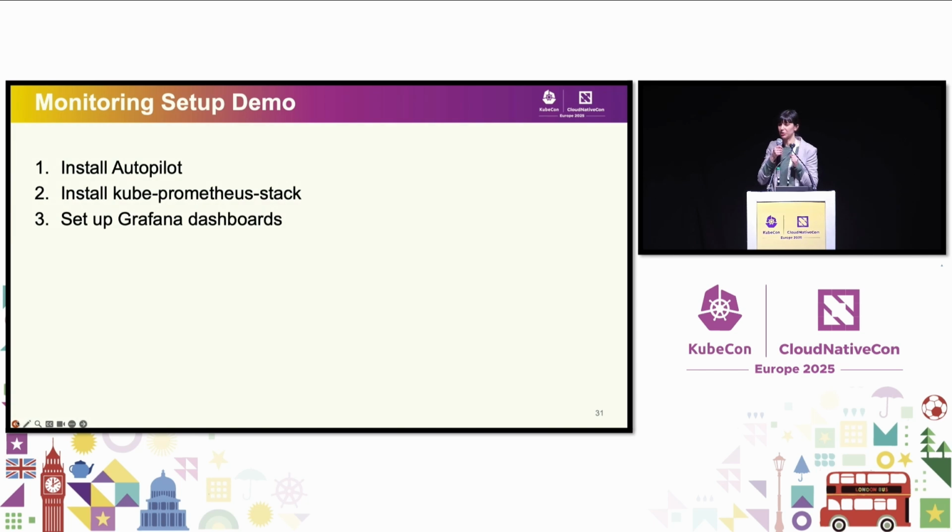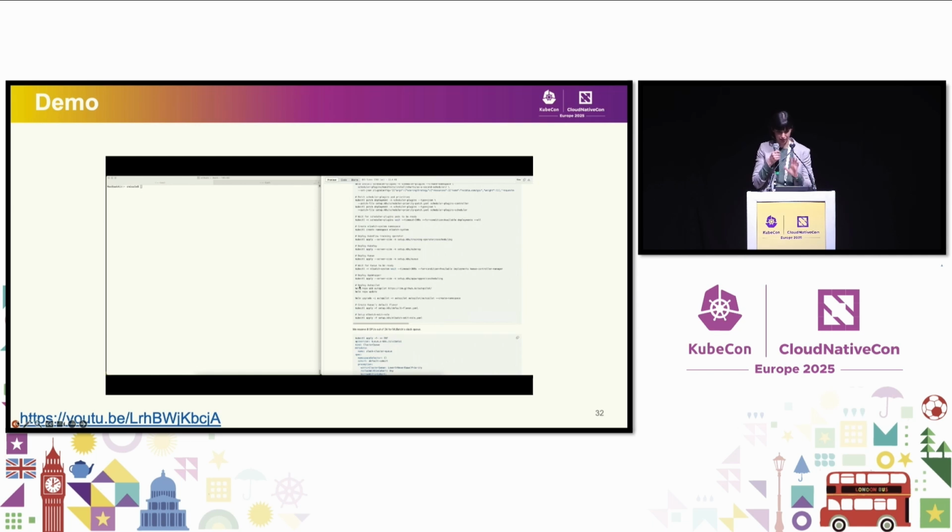Okay, so now we're going to see a short demo. We're going to install Autopilot and the entire observability stack, the Kubernetes Prometheus stack and the Grafana dashboards, and we'll see how those work. All right, so let's see if I manage to do this.